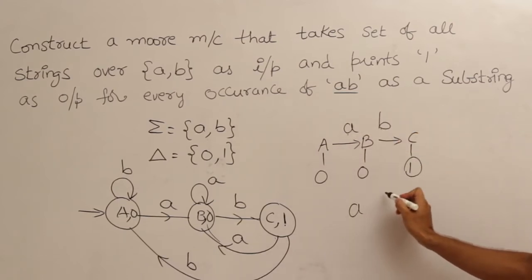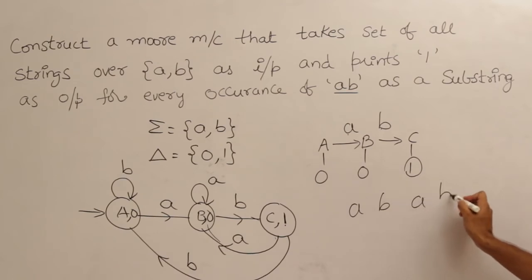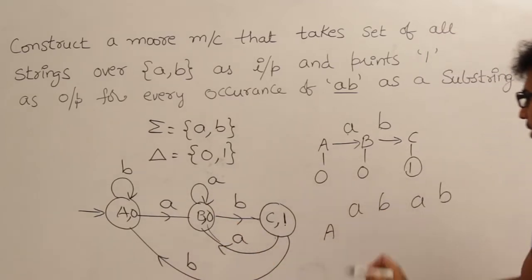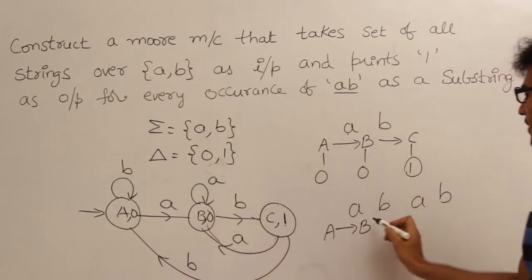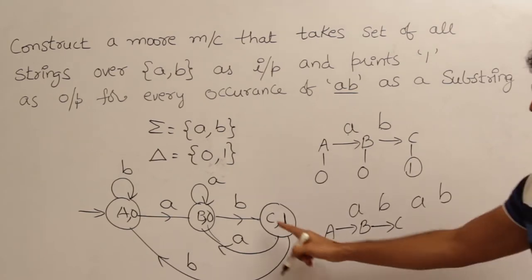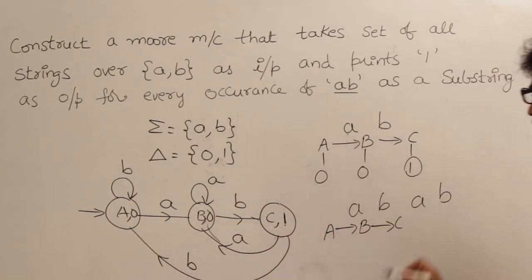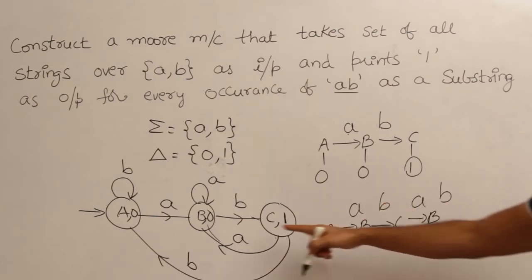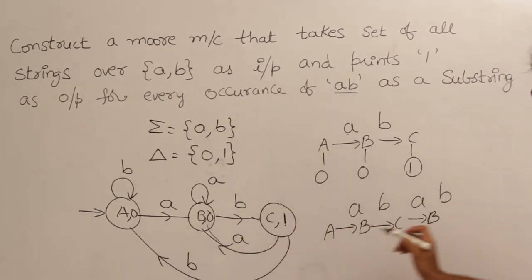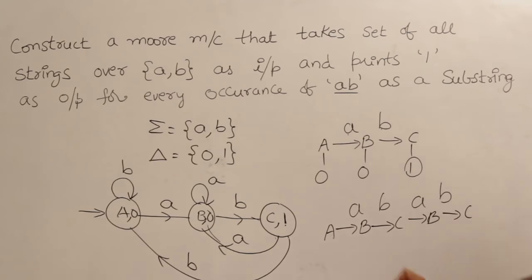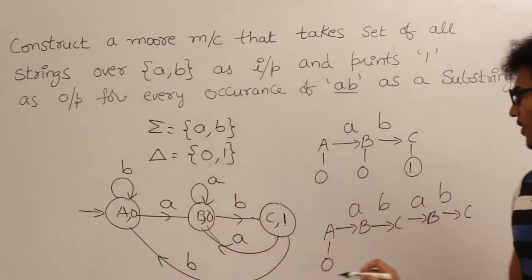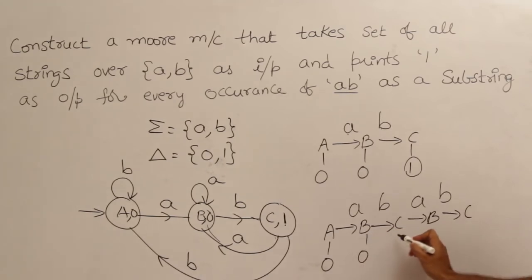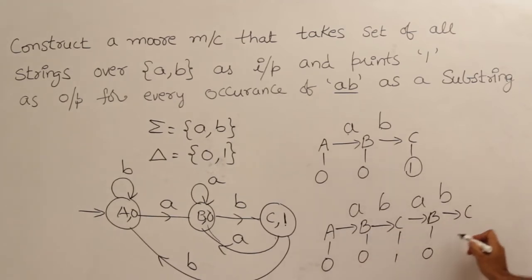If I see AB, AB, let's see what happens. I'll be in capital A. Capital A on seeing small a goes to capital B, and capital B on seeing small b goes to capital C, and capital C on seeing small a goes to capital B, and capital B on seeing small b goes to capital C. And now the output printed is: for A it is 0, for B it is 0, for C it is 1, for B it is 0, for C it is 1.